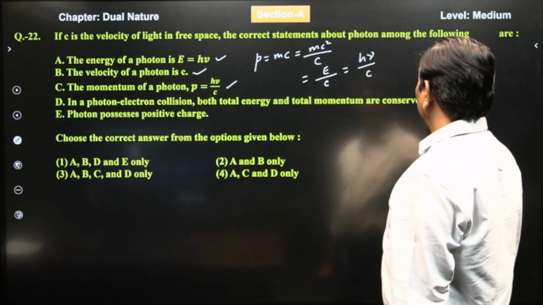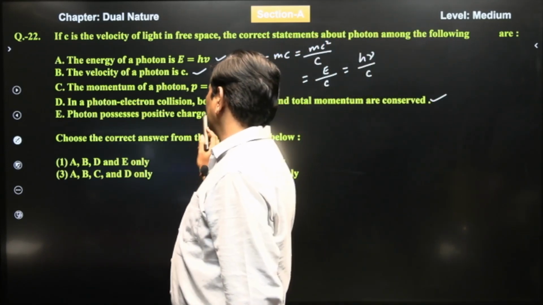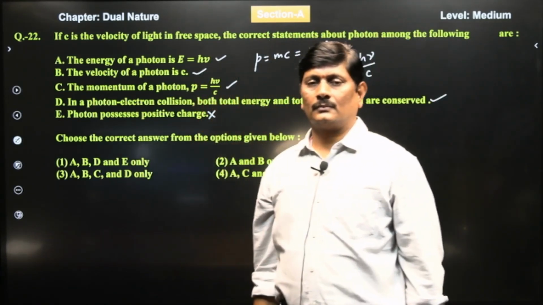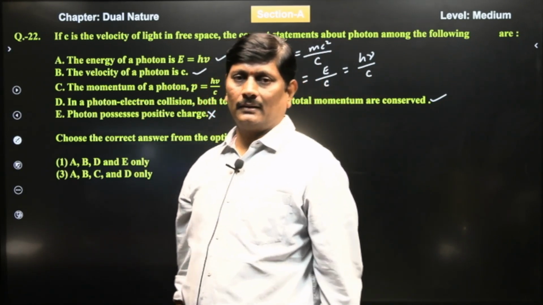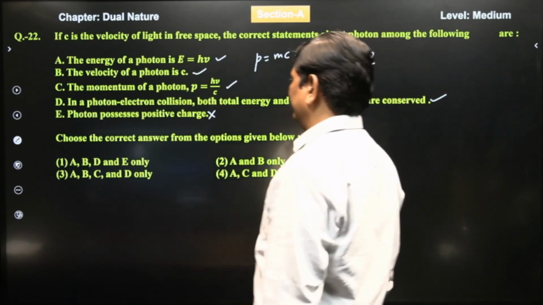A correct, B correct, C correct, D correct. Photon possesses positive charge, this is the wrong one. There is no charge. It is an energy particle. It has no charge. So only A, B, C, D.